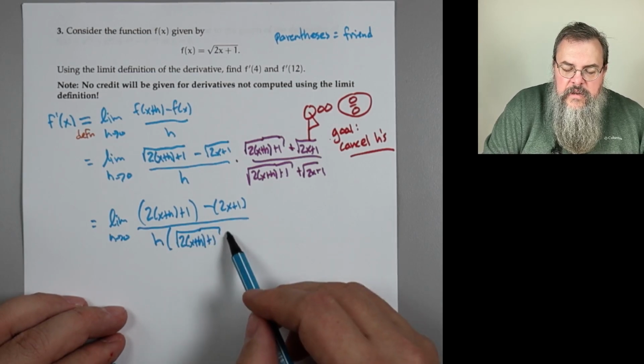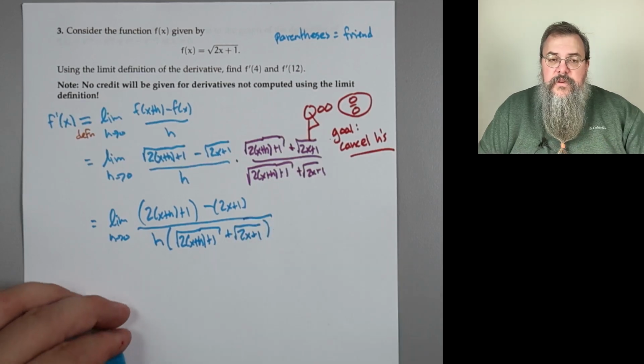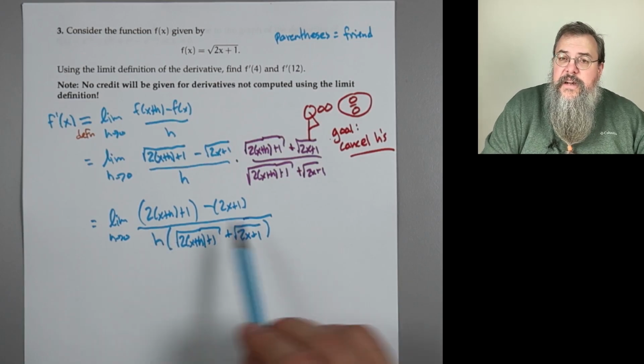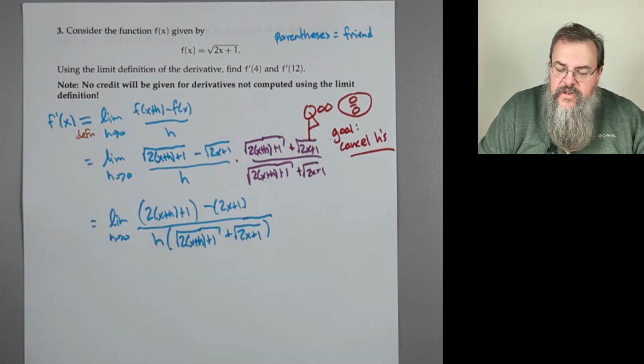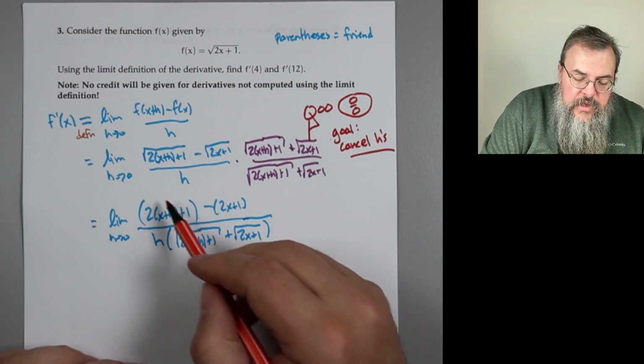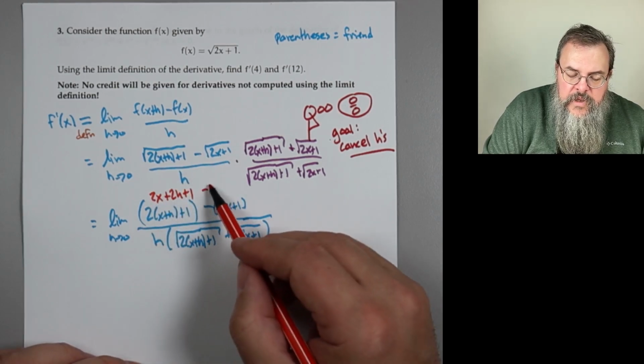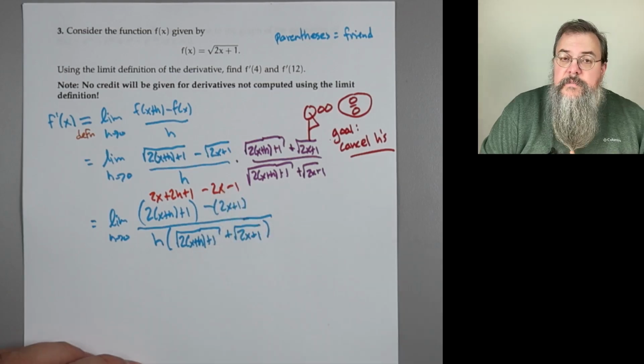Okay, now you only need to multiply where it helps. Where it doesn't help, don't multiply. So that's why I didn't distribute that h downstairs. All right, so let's make some notes. What's happening upstairs? Well, we have really 2x plus 2h plus 1 minus 2x minus 1.